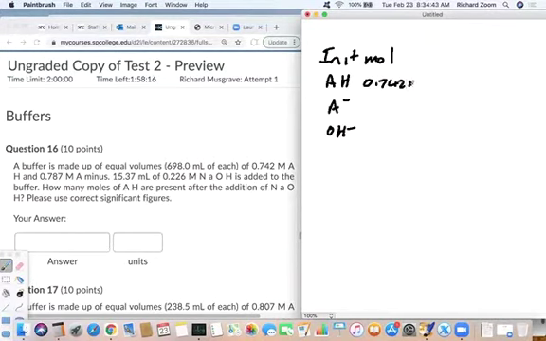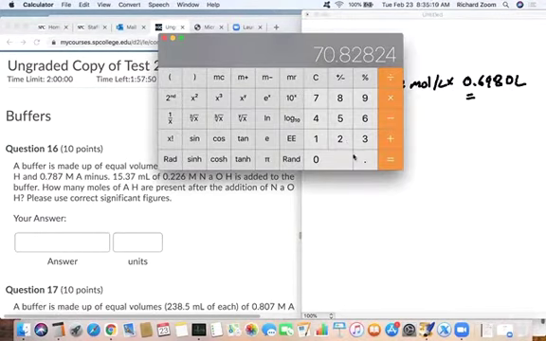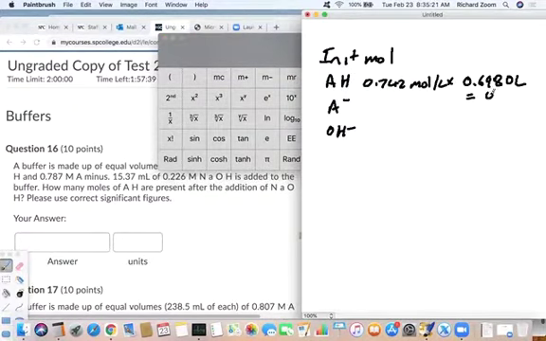So for the AH, it is going to be 0.742 moles per liter times 0.6980 liters, which comes out to be, let's do the math on it, 0.5179 or 0.518 moles.